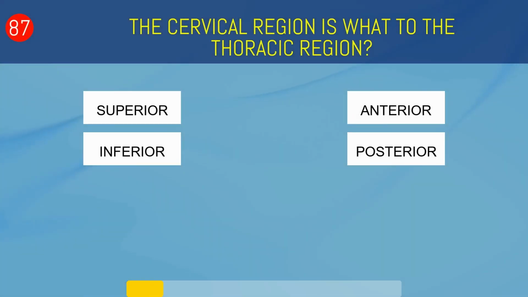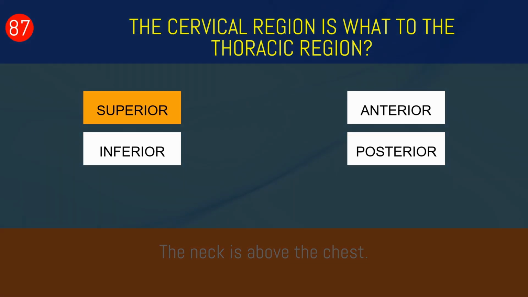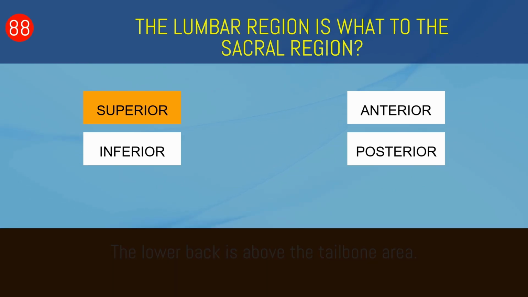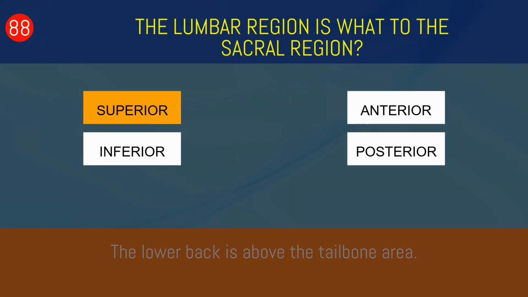The cervical region is what to the thoracic region? Superior, inferior, anterior, or posterior? Superior. The neck is above the chest. The lumbar region is what to the sacral region? Superior, inferior, anterior, or posterior? Superior. The lower back is above the tailbone area.